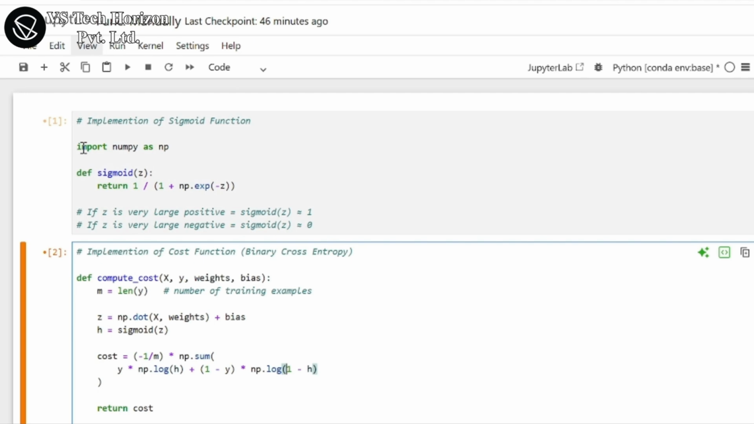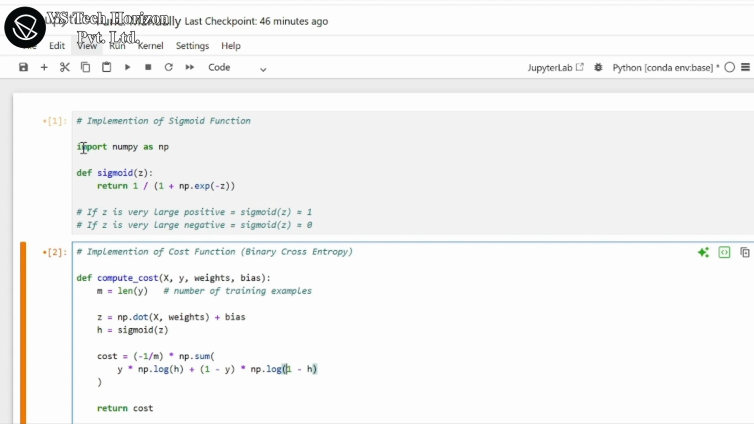Logistic regression is used for binary classification problems where the output is either 0 or 1. The model first computes a linear equation, which is then passed through a sigmoid function to convert it into a probability. So let's start with the implementation of the sigmoid function.